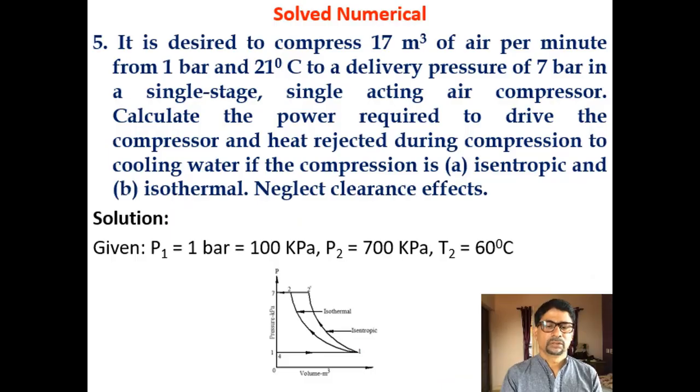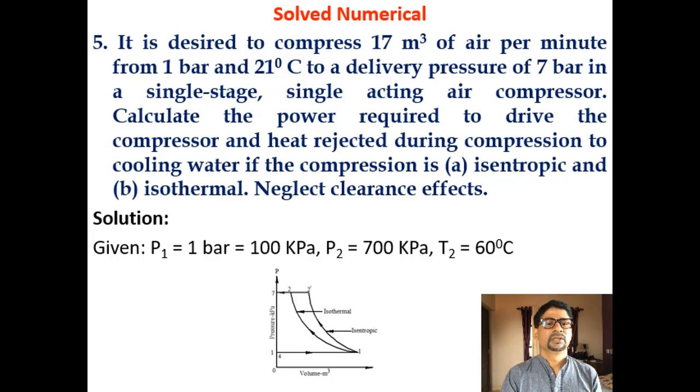So we will continue to solve numericals in this lecture. It is desired to compress 17 meter cube of air per minute from 1 bar and 21 degrees Celsius to a delivery pressure of 7 bar in a single stage single acting air compressor. Calculate the power required to drive the compressor and heat rejected during compression to the cooling water if the compression is A isentropic and B isothermal. Neglect clearance effects. So simple problem.